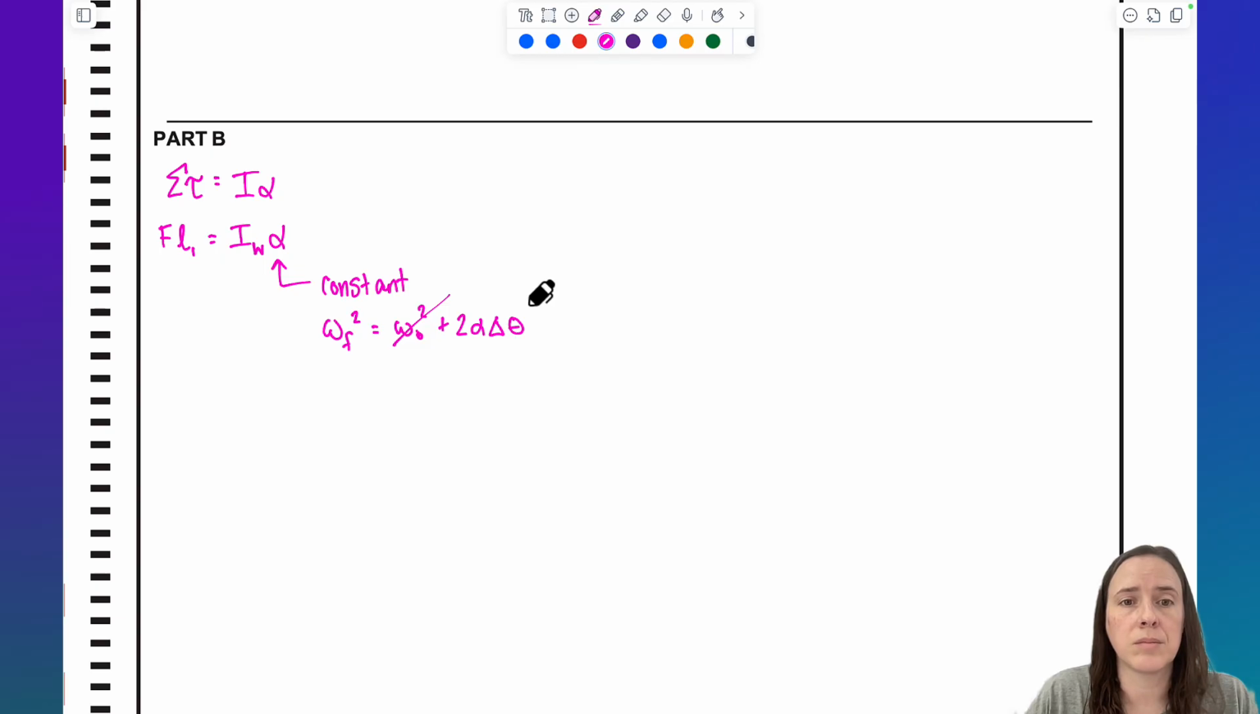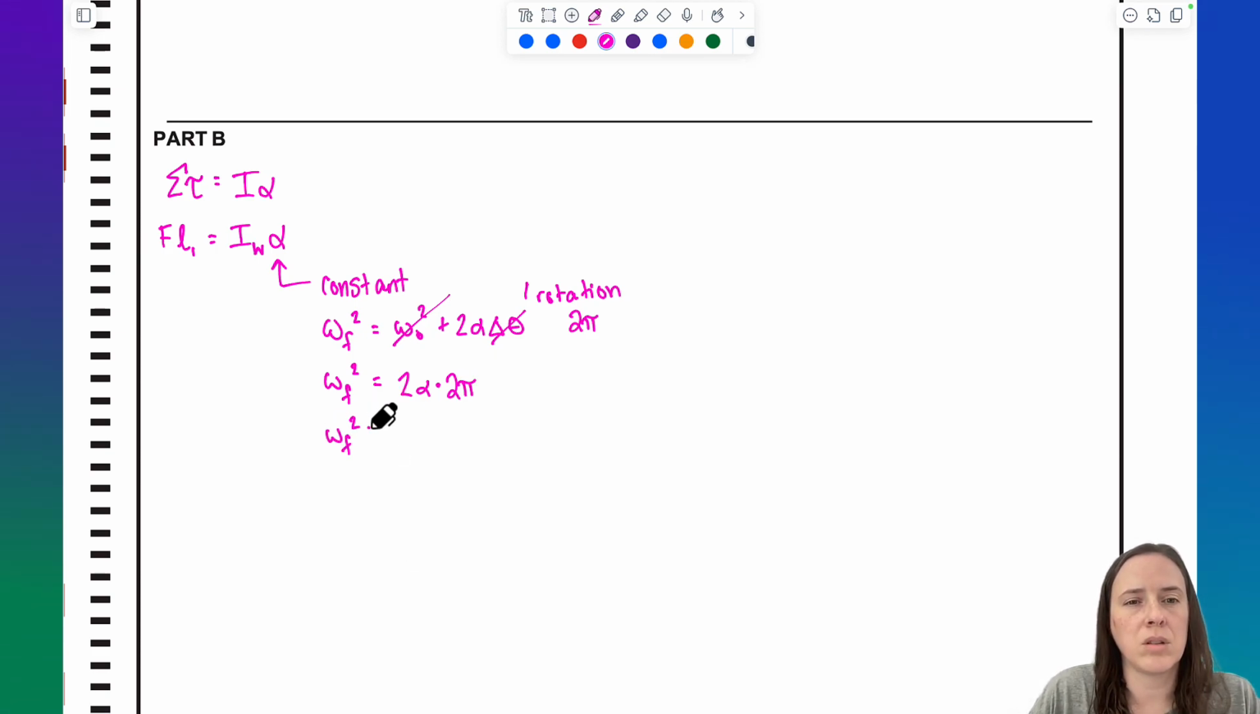We start from rest. We have our omega final, we have our alpha, and we go through one full rotation. One full rotation is 2 pi, so my delta theta is going to be 2 pi, because that's in radians. So my final angular velocity squared is going to be 4 pi alpha. If we sub in for alpha, that's going to be omega final squared over 4 pi.